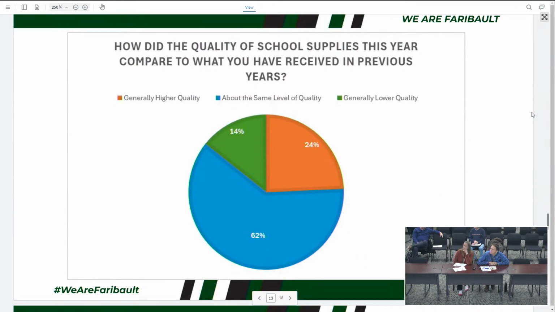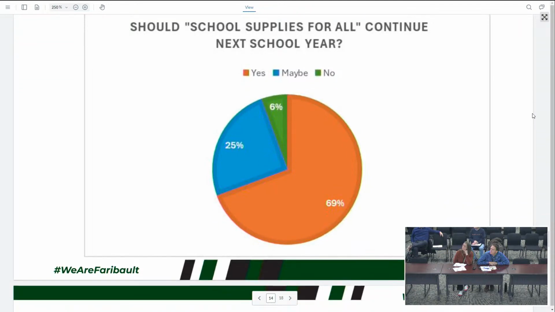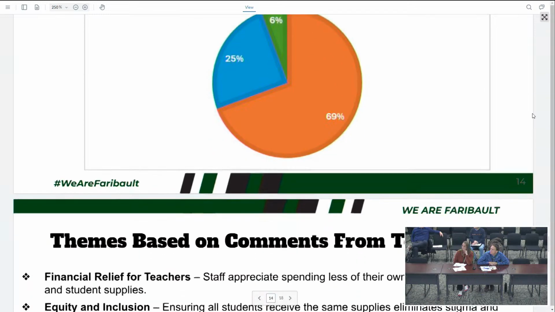So the next question is about the quality of supplies. 24% said they were better, 62% said about the same, and then 14% said they were worse. So on the better side, we had a little bit higher, but most of it was approximately the same as what they came in. When asked, should we continue this, overwhelmingly, almost 70% said yes.